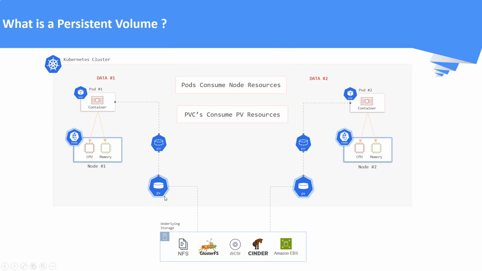Persistent volumes allow data created within the pods to persist beyond the life cycle of a pod. That is, even if the pod is deleted, the pod data stored in the persistent volumes will not be lost. This data will be stored in the underlying storage.